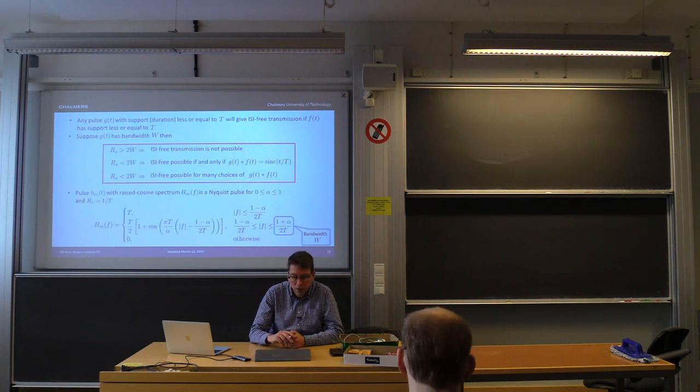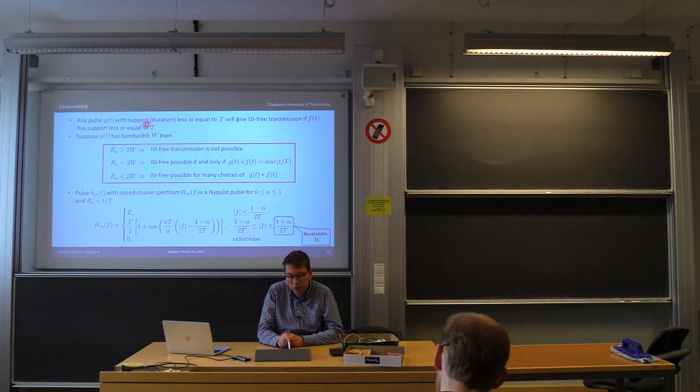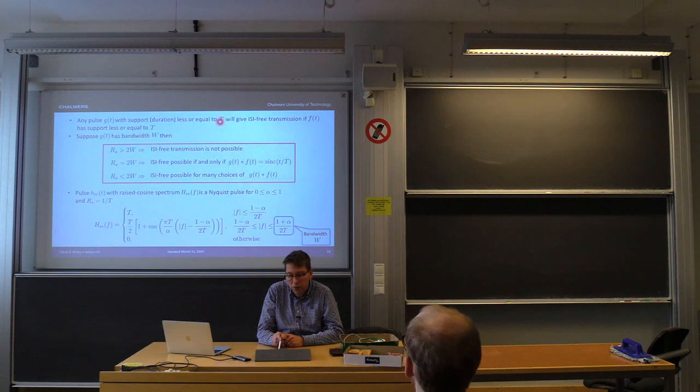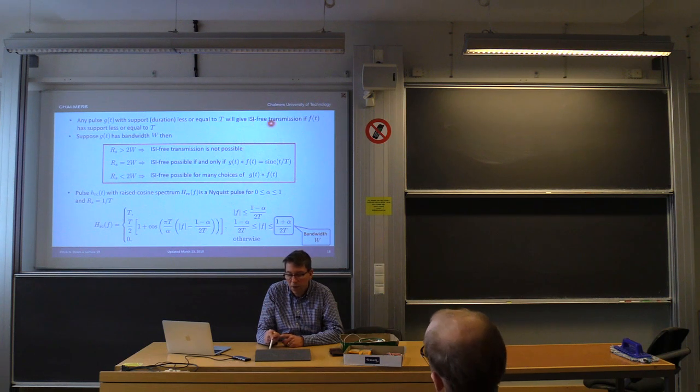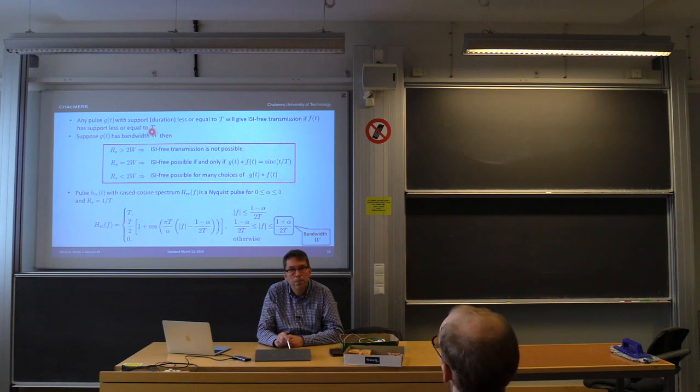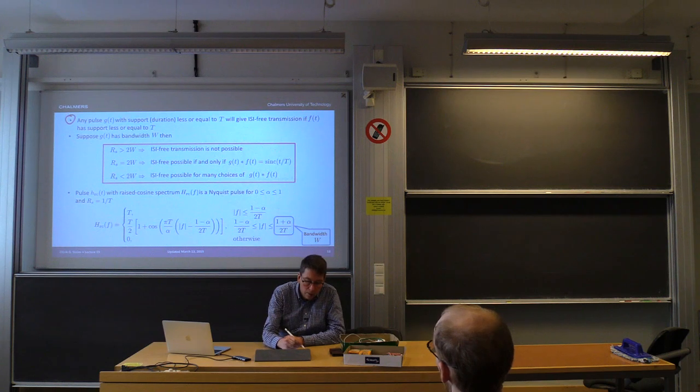And the implications of this is that if we have a pulse g, which has a duration which is less than or equal to t, the time between consecutive pulses, then we will have ISI-free transmission if f also has support less than or equal to t. So that's one option. So this is option 1, right?